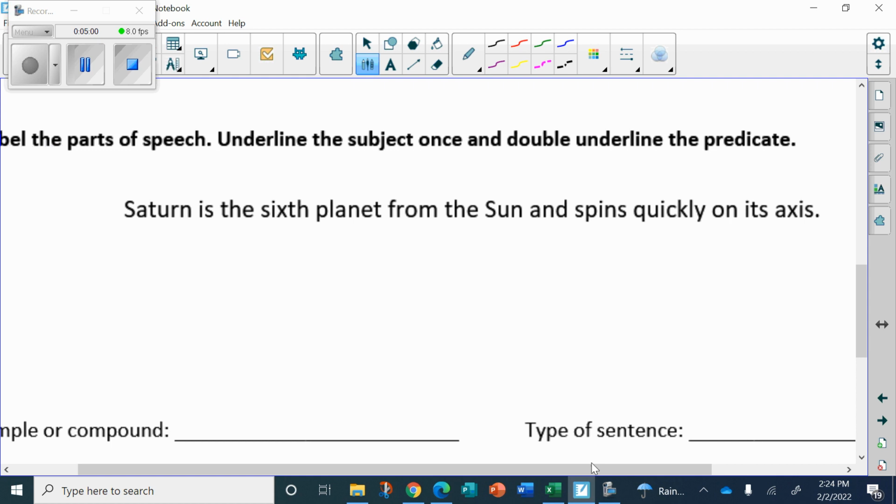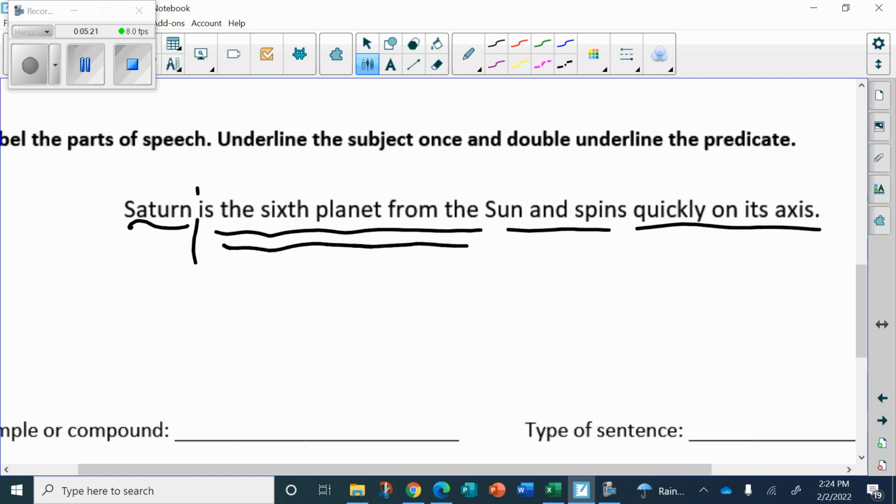Saturn is the sixth planet from the sun and spins quickly on its axis. All right, ladies and gentlemen, who or what is the subject? What is this talking about? Well, it's talking about Saturn. So that is my subject. Well, what about Saturn? Is the sixth planet from the sun and spins quickly on its axis. All of that is its predicate. Now we know that the subject is a noun, so we're going to put that as a noun. What are my other nouns? Well, planet, that's a thing. Okay, sun, and axis.